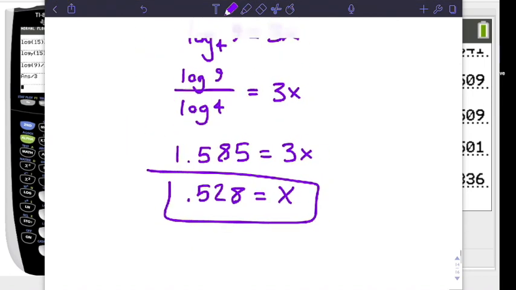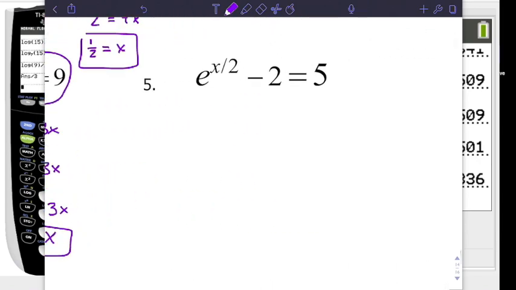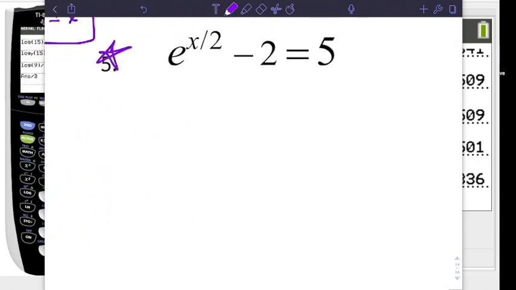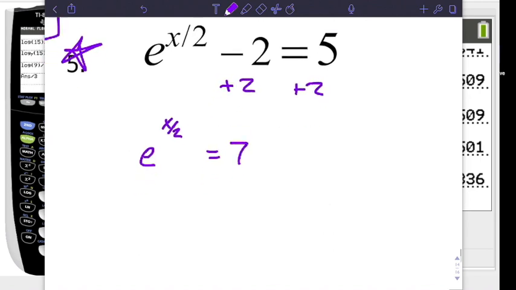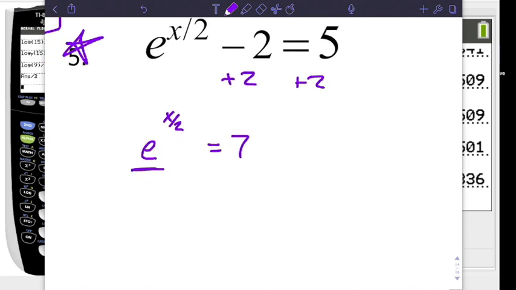Next one here. Oh yeah, dealing with e. These are kind of special here. Alright, so with this one, before you switch it to log form, you can't really do much with it, but I want you to add the 2 to the other side first. So we're going to write this as e raised to the fraction x over 2 equals 7. And then we're going to switch to log form. We're going to write log base e of 7 equals x over 2.